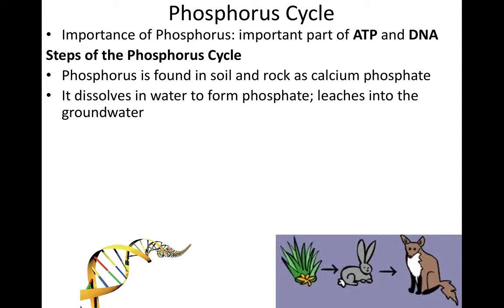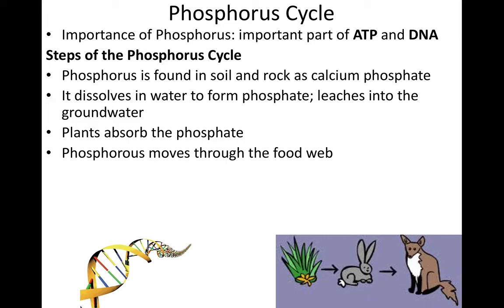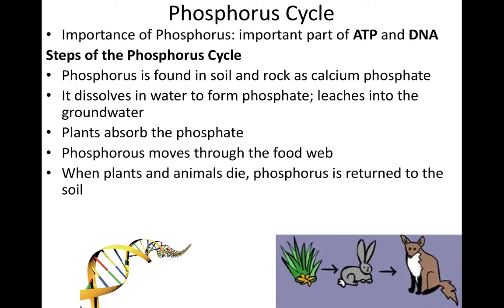Instead, it dissolves in water and it forms phosphate, and that phosphate leaches into the groundwater. Once the phosphate is in the groundwater, plants get the phosphate. Here's a cute little plant, and then it goes up the food chain. Animals get the phosphate when they feed on the item that's below them. How does it get back into the soil? Again, decomposers break apart dead things and they return the phosphorus to the soil, thus continuing the phosphorus cycle.